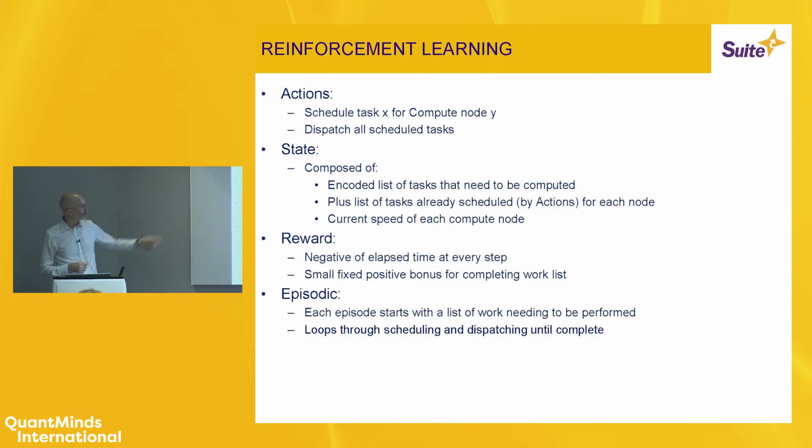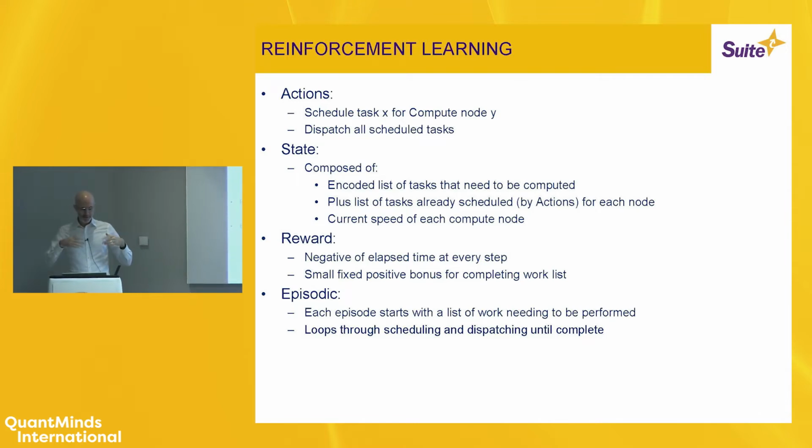The agent will receive ultimately a reward, which will be the negative of the elapsed time at every step, since obviously our objective is to get the results faster rather than slower. And we'll also give the agent a small positive fixed bonus for completing the work list.